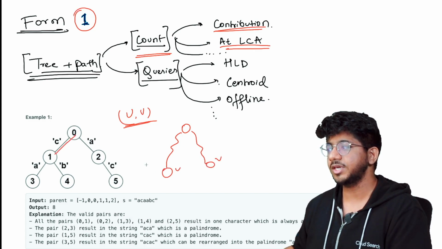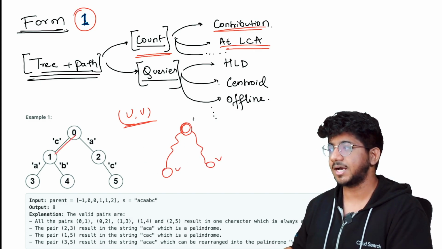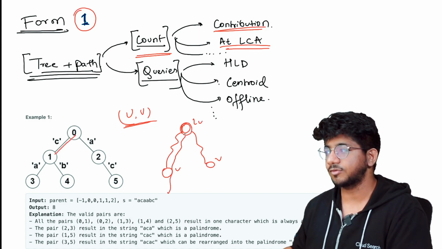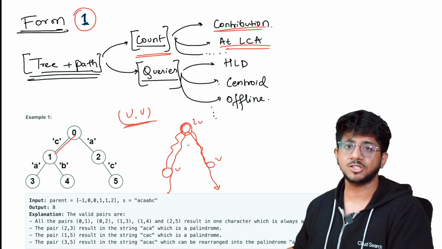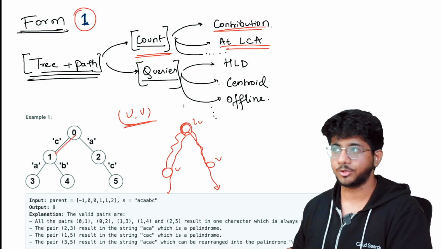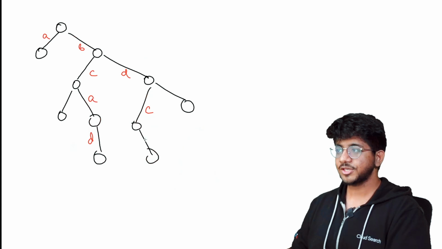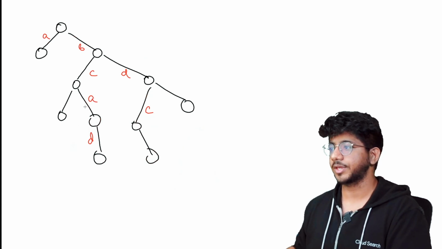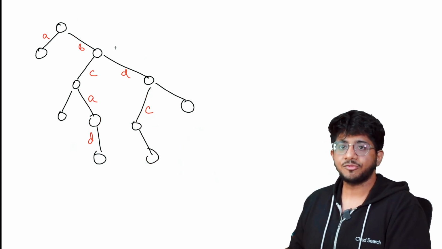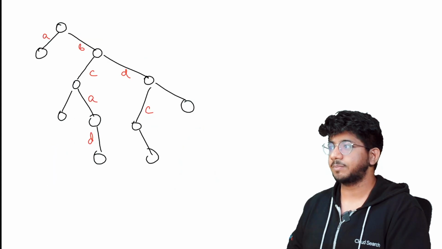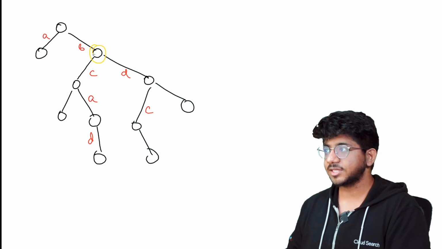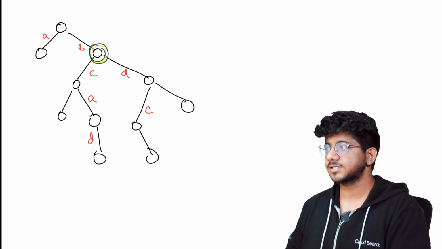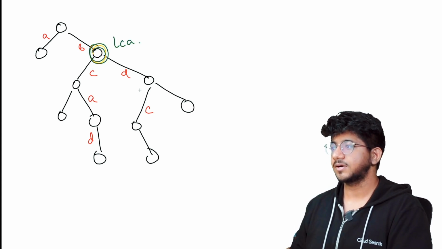That, hey, u, v, you try to count how many paths pass through this, such that it comes from one of the nodes and goes into another child, and then we try to count all such valid paths, right? That's what we try to do. Say this particular thing over here, okay? If we want to check the valid paths, what we can try and see is, let's change the color. This is the LCA, okay?